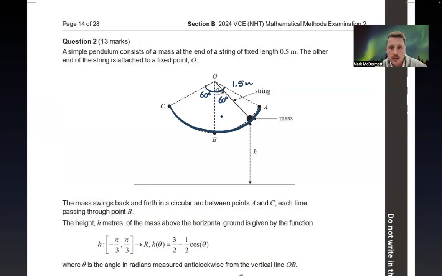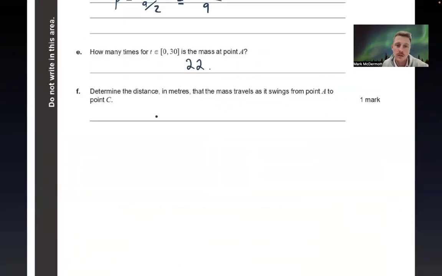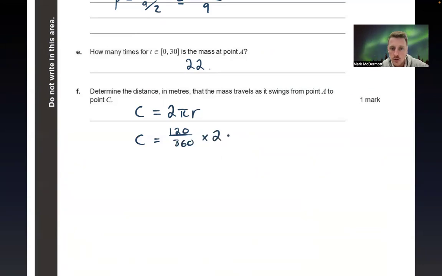So I reckon this is basically a circumference question. What is the circumference of a sector of a circle when you're subtending 120 degrees with a radius of 1.5? So let's think about that. We know that the circumference of a full circle is 2 pi r. So the circumference of a sector will be 120/360 multiplied by 2 times pi times the radius. Well, the radius is 1.5.